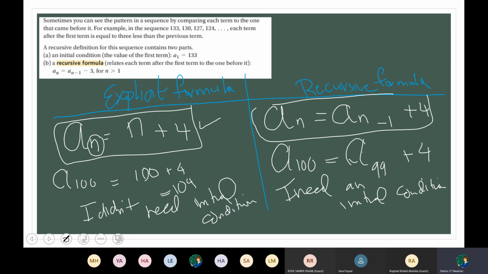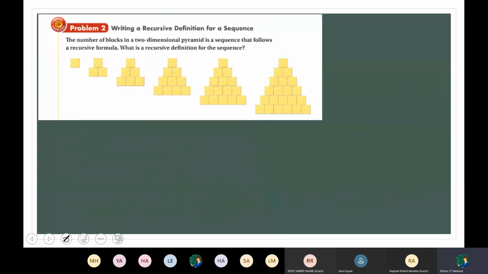Okay, he told me that the second term is the first term plus 4. It's okay, but what will be the first term? You have to tell me what the first term is, what the initial condition is, or you can omit A1 and tell me the formula. If you give me the initial condition without the formula, I cannot fill the table. And if you give me the formula without the initial condition, also I cannot. You must give me two things, the initial condition and the formula. But in the explicit formula, I just need the formula to find the sequence. This will be the difference between the explicit and the recursive.